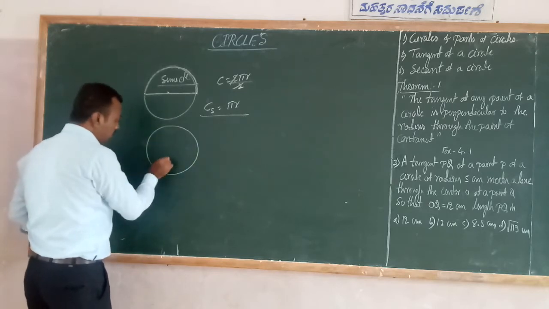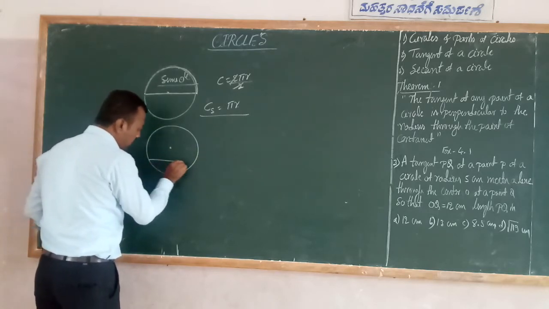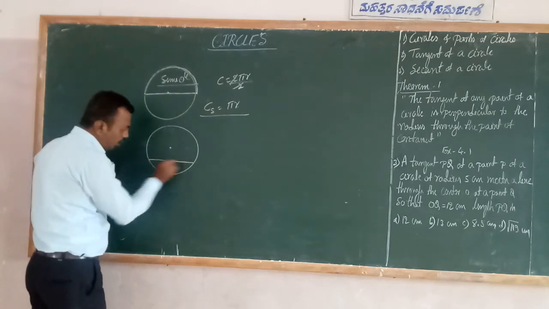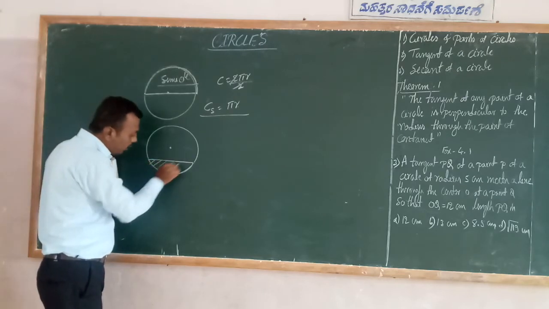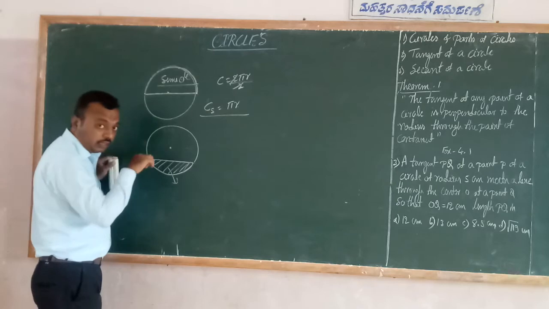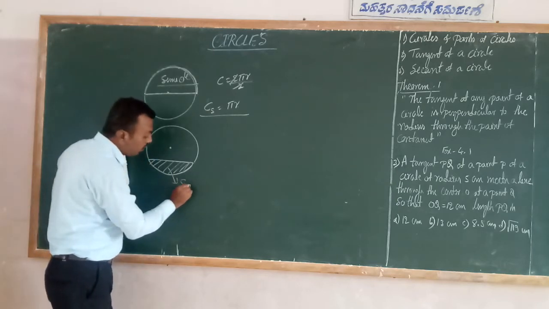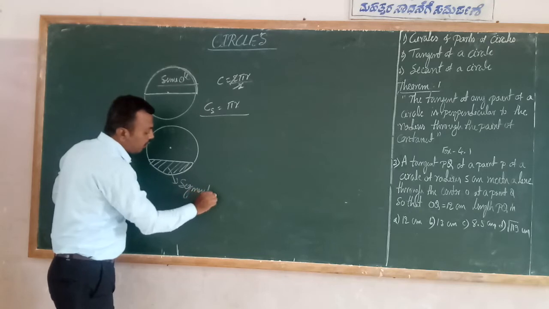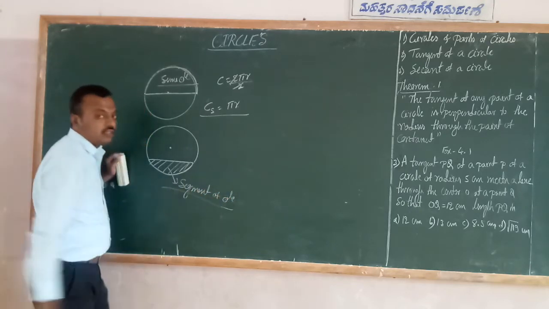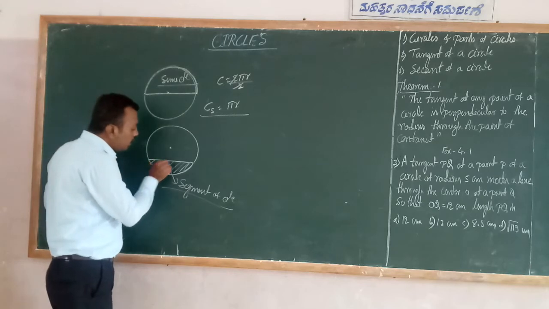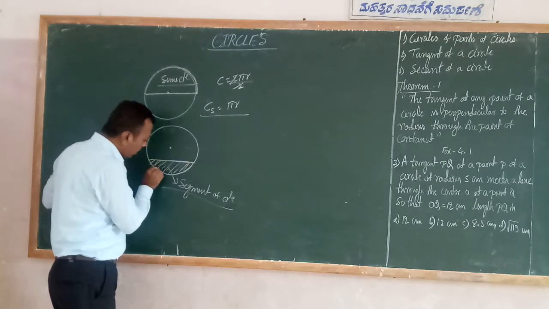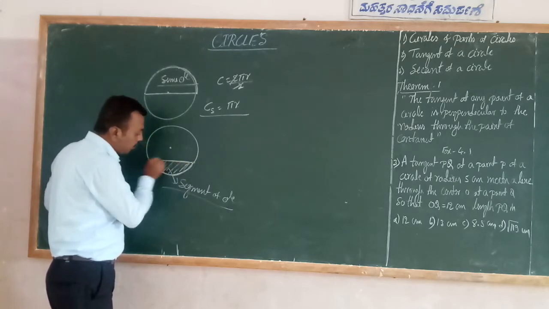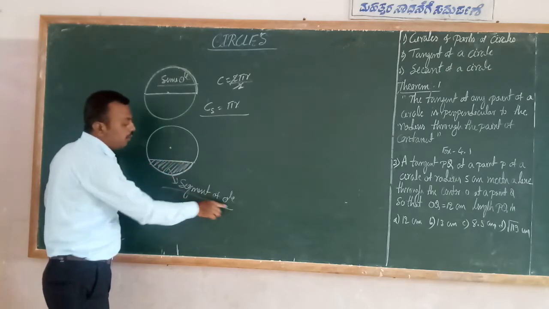So this is a circle, this is a center and this is a chord. This is a chord and this is what? Arc. And this area, what do we call this area? We already learned it in the 9th standard. Yes, segment of a circle. What do you mean by segment of a circle? It means the area bounded by one chord and an arc. This region is called a segment of a circle.